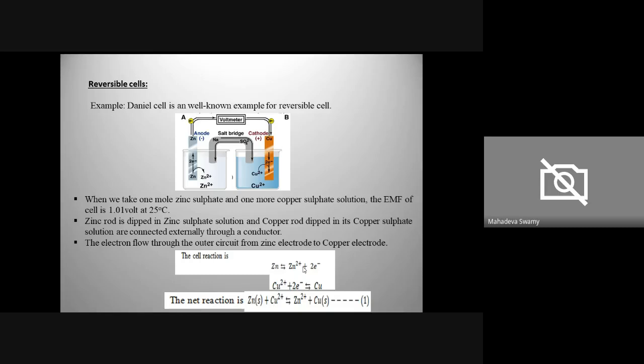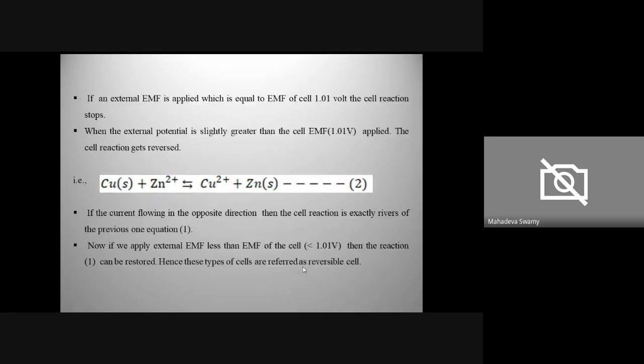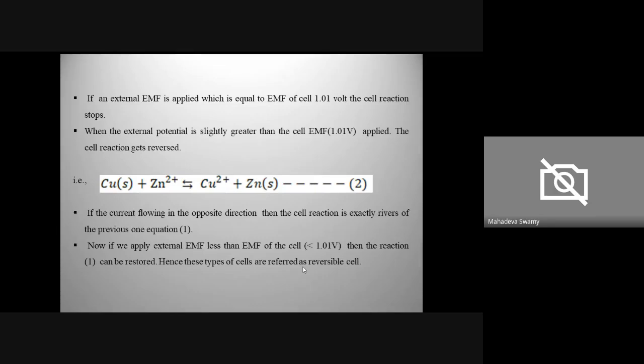First, equilibrium is established. Next, if you give a slightly excess external source, the cell is completely reversed. If an external EMF equal to the EMF of the cell, 1.01 volt, is applied, the cell reaction is stopped. If you apply slightly greater than that EMF of 1.01 volt, then the reaction gets reversed. So this is the concept. Then what happens if it is reversed? The net cell reaction is completely reversed.